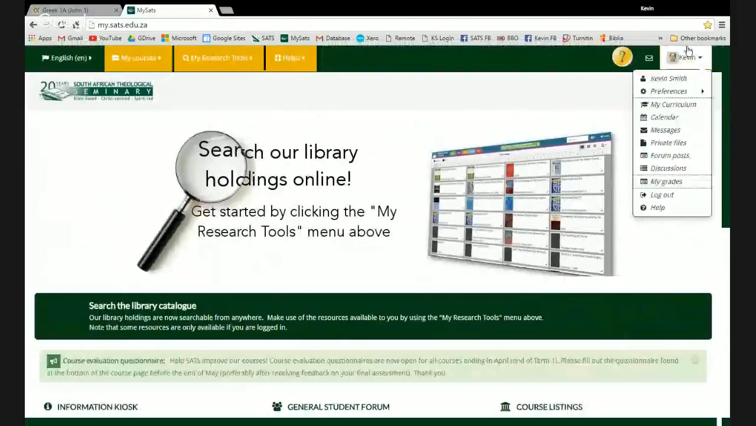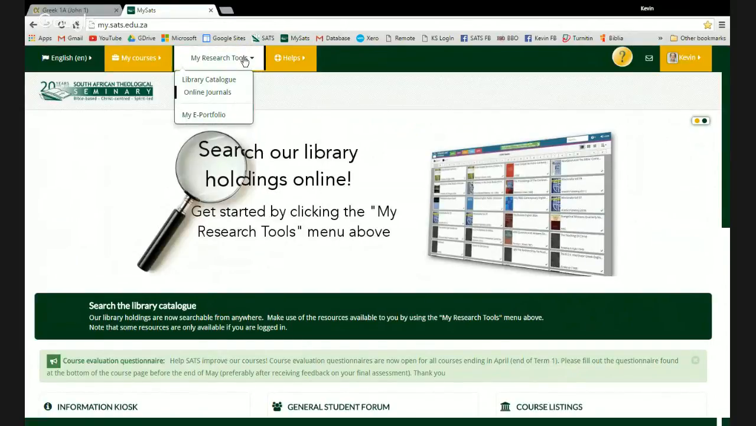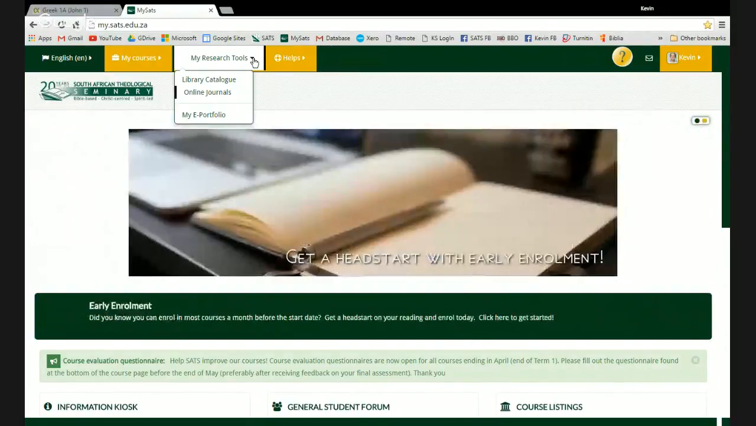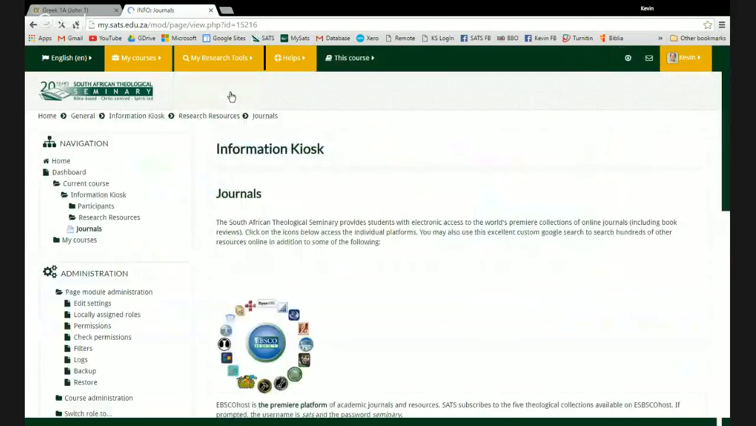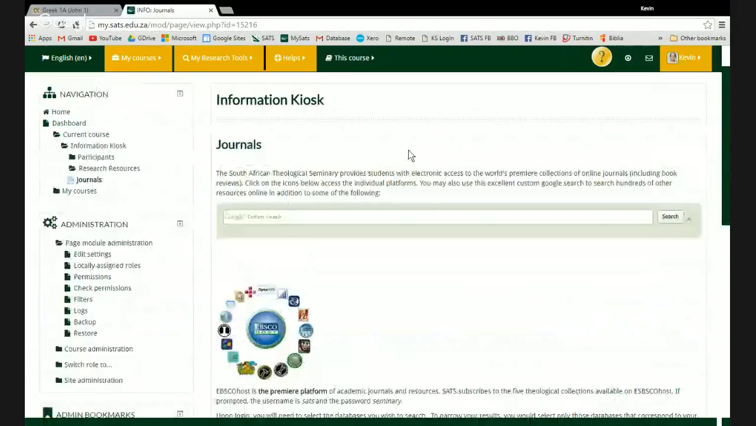So if you log into your MySATS, presumably it looks something like this when you get in. Trust you can see a MySATS home screen. We still got to change the wording because this is hot off the press, but if you look at My Research Tools and you click on Online Journals, this used to be only journals, but we've expanded it now. You'll open a screen that looks like this.